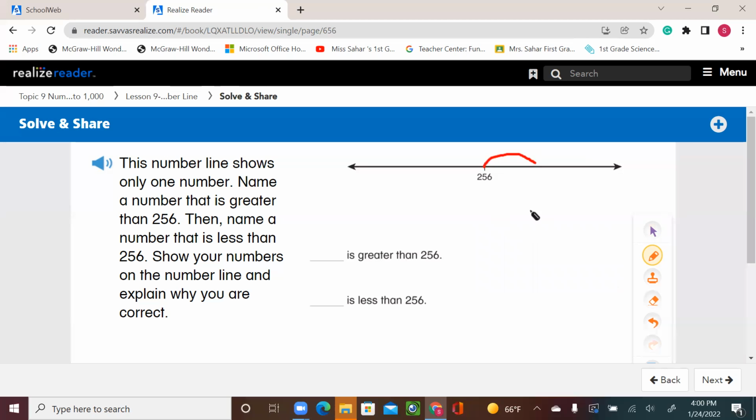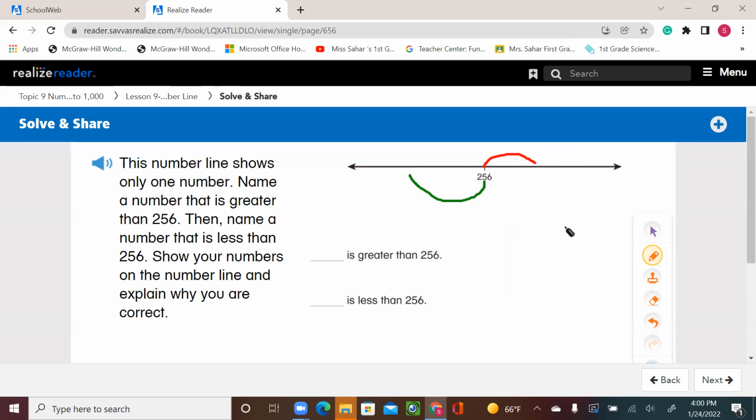So that means the number comes after 256. It has to be greater than, after, more than. All right. When I say less than 256, that means the number before 256. So as you see, I'm moving toward the left. That's the number before 256. So when it says more than 256, I'm moving toward the right. When I say less than 256, I'm moving toward the left.